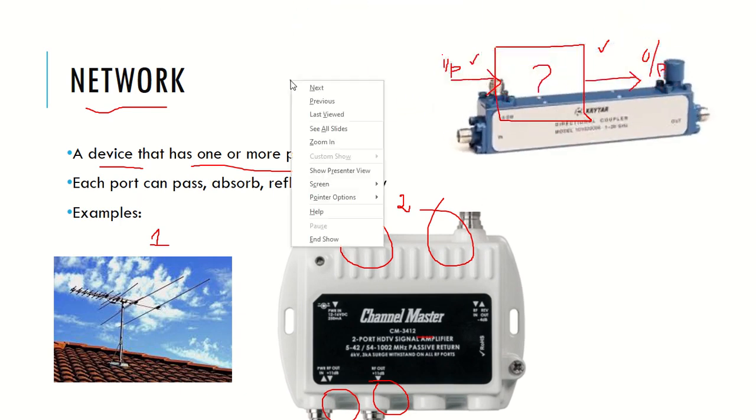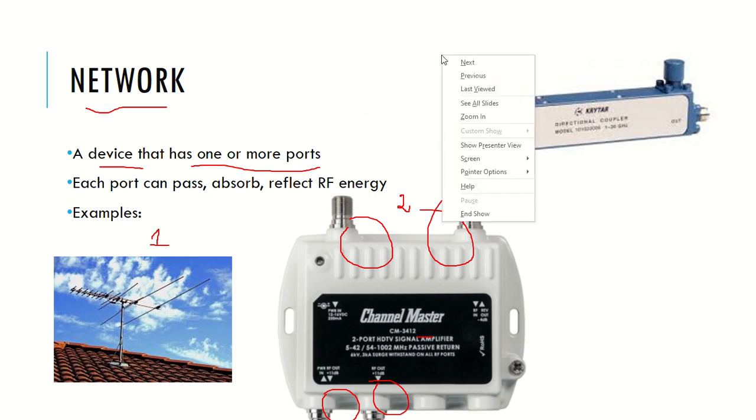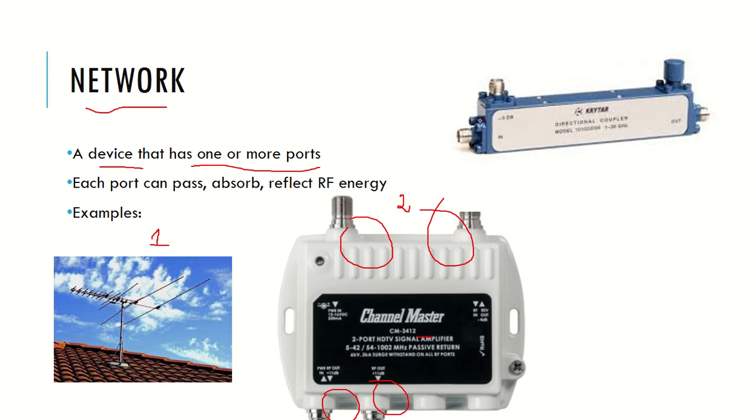And this is a directional coupler. We have studied directional couplers in unit 2, I think, in the measurement of VSWR. If you see, the directional coupler contains a first port, a second port, and a third port. So this is an example of a three-port device. Any device that contains ports which can receive energy and pass energy, we call a network. So a port can pass energy, absorb energy, as well as reflect energy.